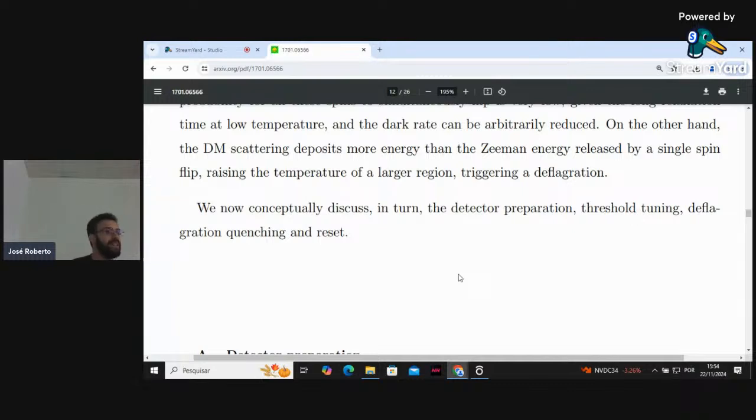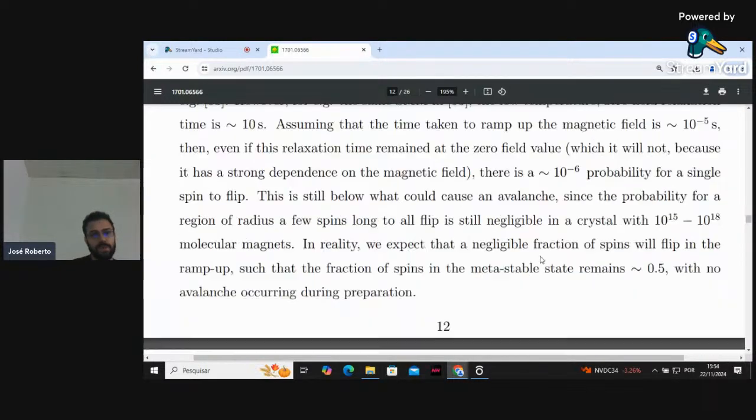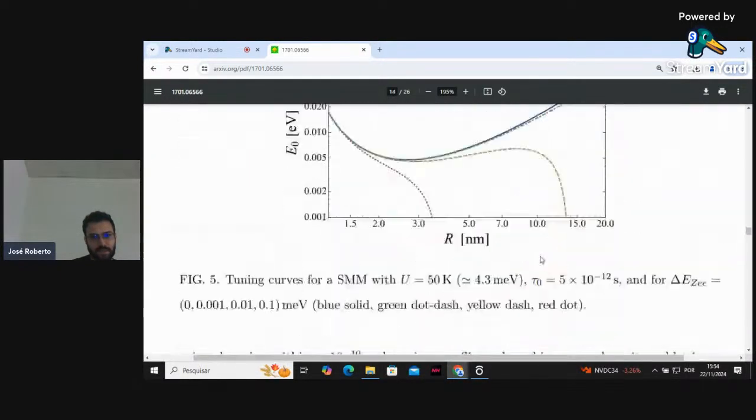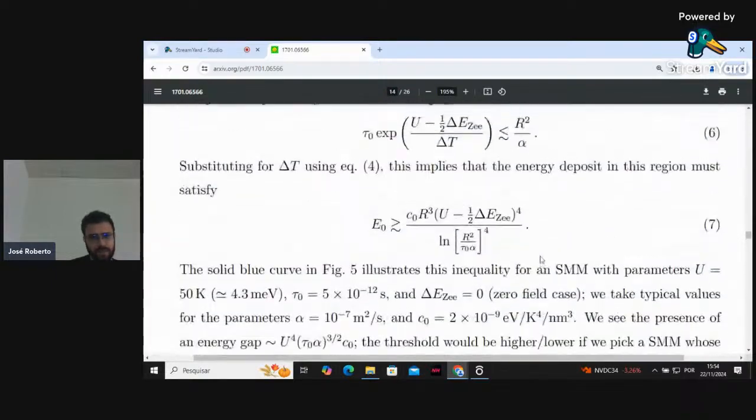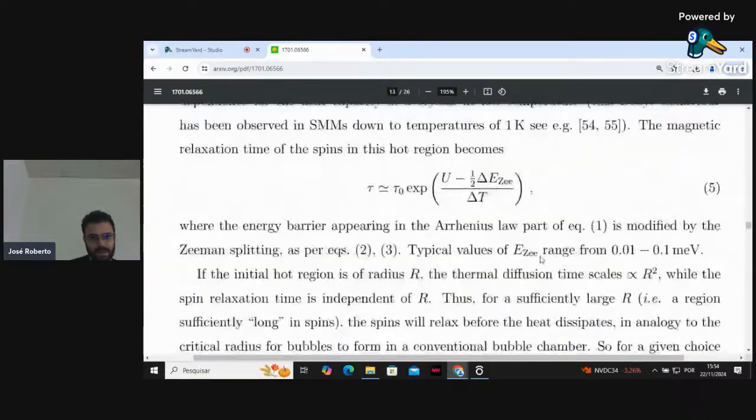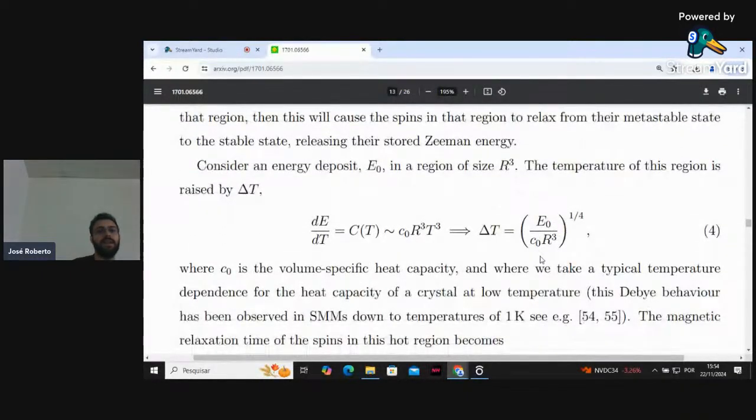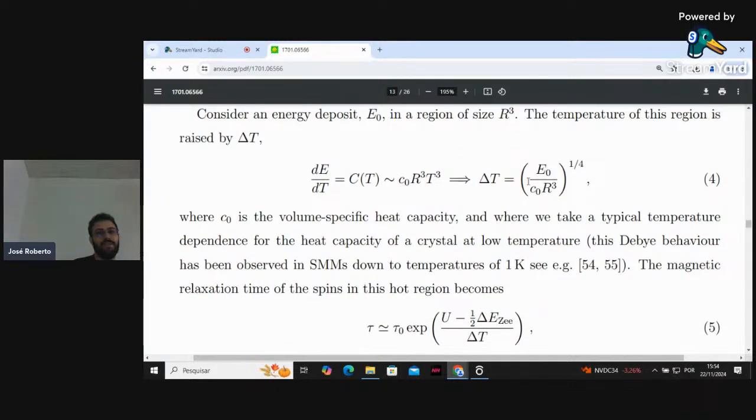So basically that's what will happen. We have the preparation of the detector. We prepare it at a 0.1 Tesla magnetic field and 0.1 Kelvin temperature. Then, to the description of the thing itself, the paper assumes the heat capacity goes with T to the 3. It's a very simple model, but it is pretty general for single-molecule magnets. And so you can find the difference in temperature based on the energy deposit.